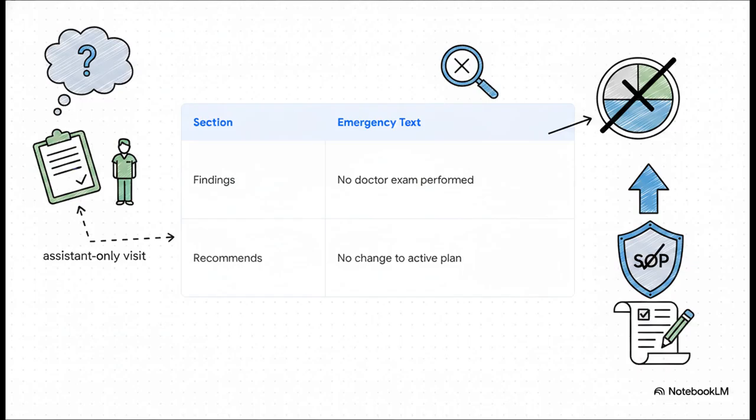Okay, but what about those quick assistant-only emergency visits we talked about earlier? The ones where the doc doesn't even do an exam. Well, you still can't just leave the objective and assessment sections blank. Luckily, the SOP gives us the exact cheat codes for this. You literally just write, "No doctor exam performed this visit" for findings, and "no change to active treatment plan" for recommends. Boom. It proves you didn't forget to fill it out, you're just clearly defining the boundaries of that exact visit.